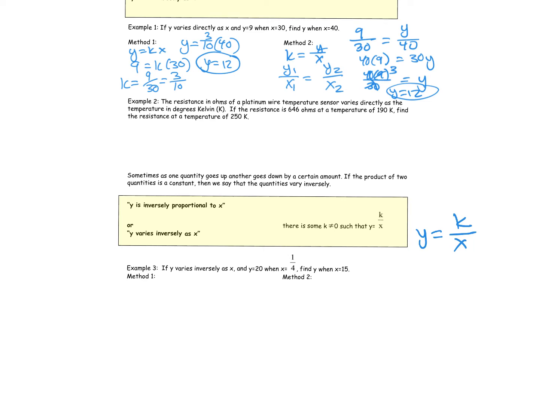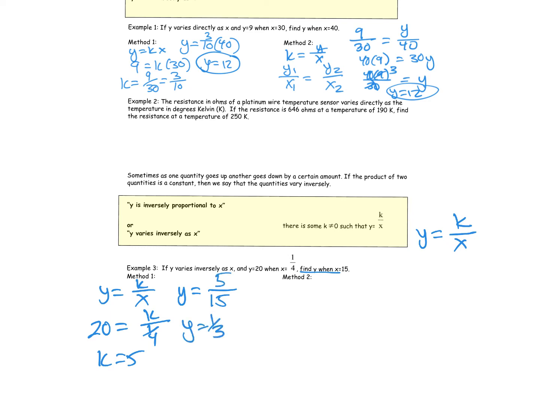All right, so method 1 is, let's solve for k first, the constant for this given situation, and then we can find our missing piece of information. So if y varies inversely as x, so I know y equals k over x, and I'm telling you that when y is 20, x is a fourth. So in this case, k will end up being 5. And so then I can use that when I answer the second part. It says find y when x is 15. So I'm going to put in my k, which is 5. So y would be 1/3.